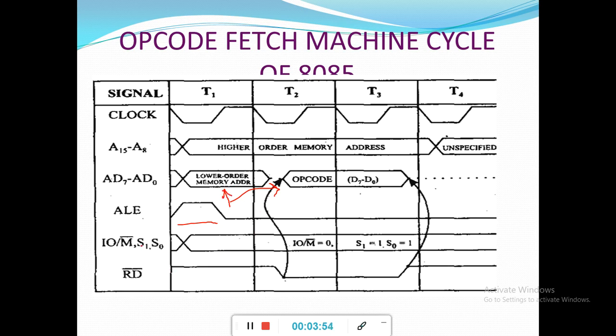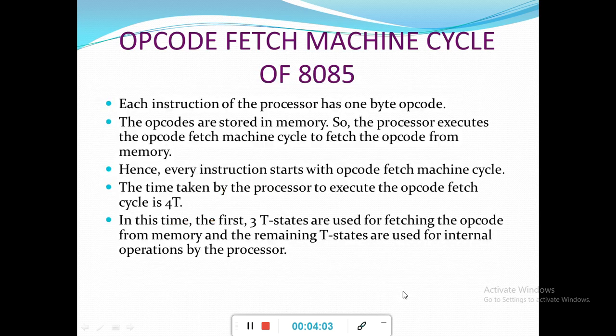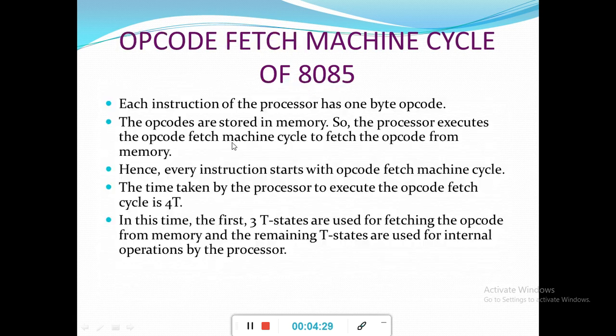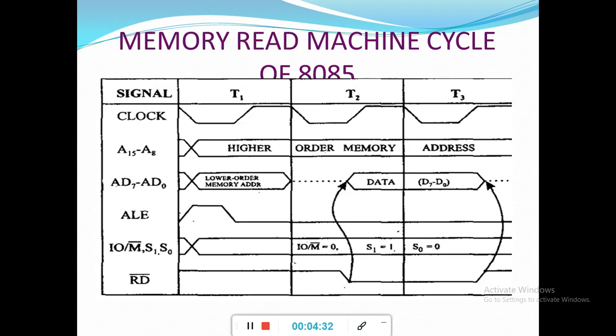IO/M bar and S1 are dependent on this as well. Each instruction has one byte, and all these are specified. Hence every instruction starts with the opcode fetch cycle, and the time taken by the processor to execute the opcode fetch cycle is 4T, and in the second instance it is 3T states. Depending on this, the T states will vary.